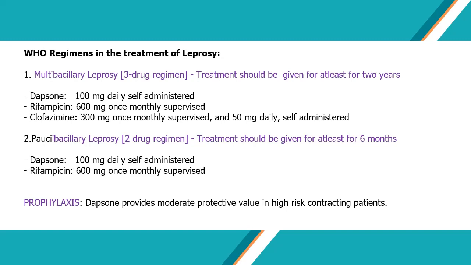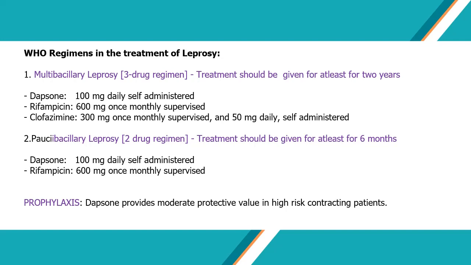Now, talking about the WHO regimens in the treatment of leprosy, the World Health Organization has come up with two regimens depending upon the two main types of leprosy, that is the multibacillary leprosy, which is also called the lepromatous leprosy, or paucibacillary leprosy, which is also called the tuberculoid form of leprosy. In case of multibacillary leprosy, a 3-drug regimen is specified, and the treatment has to be strictly followed for at least 2 years or till the smear becomes negative.